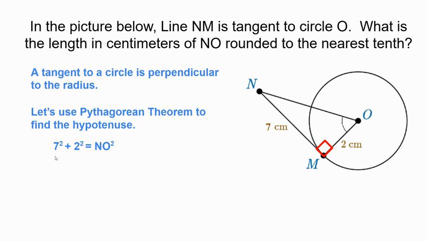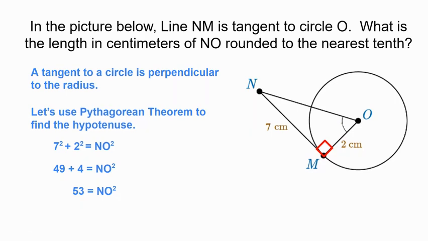7 to the second, you can put that in your calculator and get 49. 2 to the second, put that in your calculator and you get 4. So we know that 49 plus 4, that's going to give us 53. And that equals NO to the second. And now we need to go get our calculator to do the square root of 53.